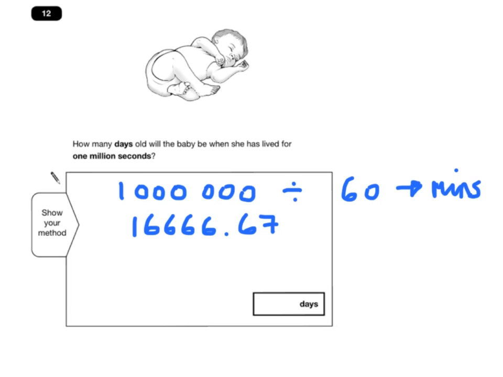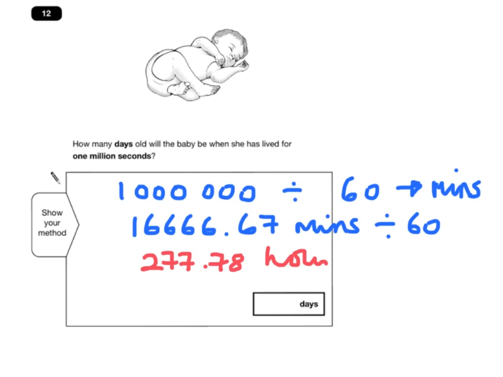116,666.67, and that's minutes. Now if we divide that by 60, there are 60 minutes in an hour, so we're going to get the number of hours, and that works out as 277.78. I'm rounding to the second decimal place, so it's 277.77777, so we're going 277.78, and that is the number of hours.